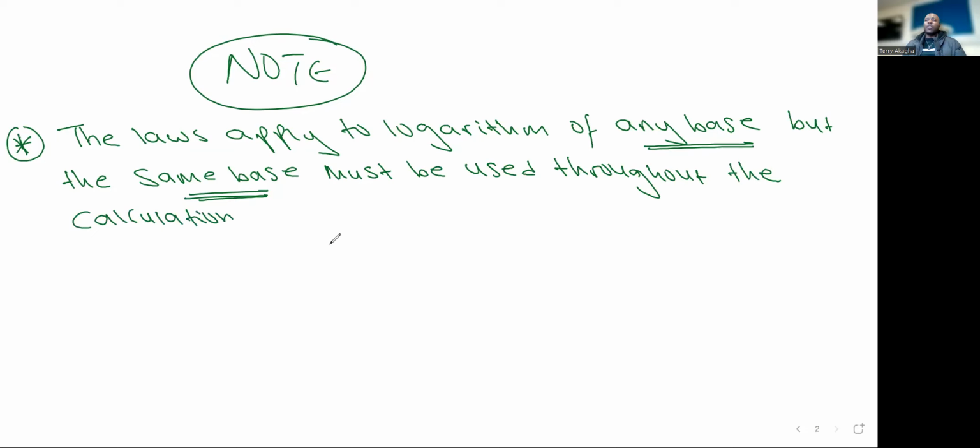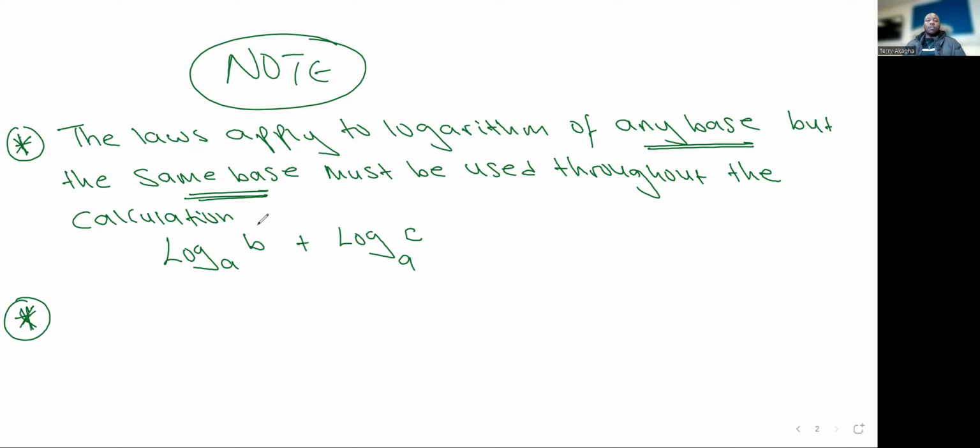So for instance, if we have log b to base a plus log c to base a, we can solve this because you can see both of them must have what? The same base.